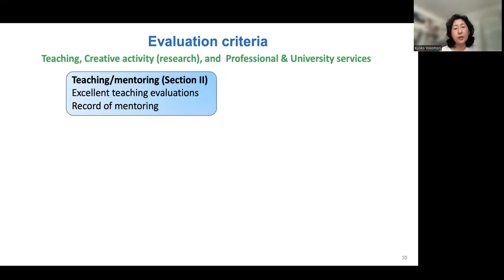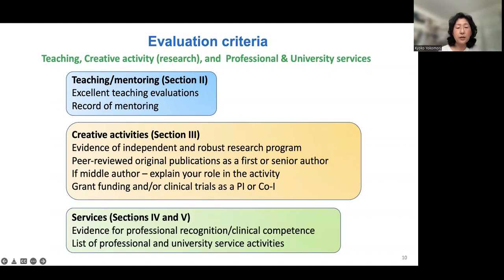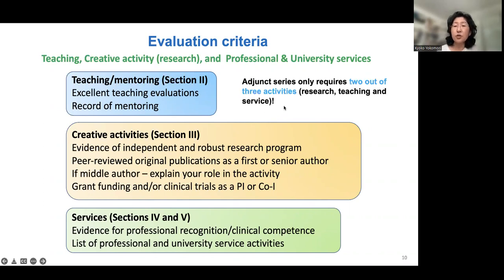So the evaluation criteria, basically there are 3 pillars. One is teaching and mentoring, which is in section 2, and then creative activities, which is section 3. And both professional and university service, sections 4 and 5, are combined as one category of service. So you're going to be evaluated by your accomplishments in these 3 areas. And I should note that the adjunct series only require 2 out of 3 activities. So this is something you want to communicate with the department chair, to clarify which 2 areas you should be focusing on.